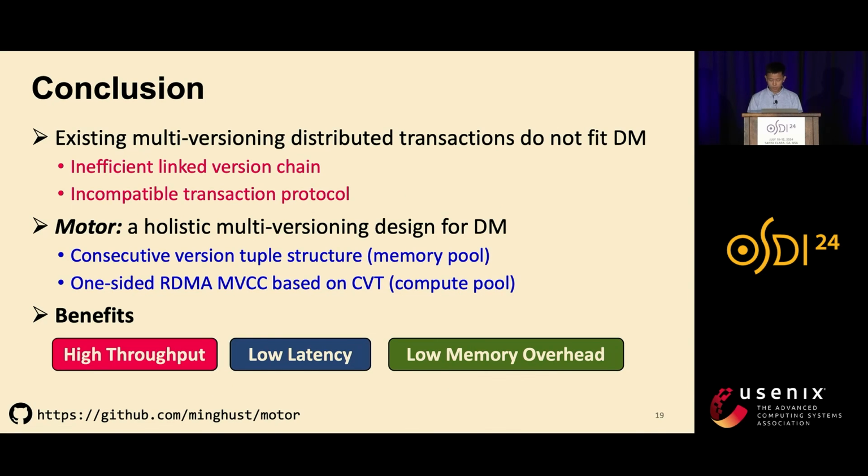In conclusion, this work aims to address the problem that existing multi-versioning distributed transaction systems do not fit DM. We propose Motor, which shows a way to leverage CVT to support multi-versioning for DM. Results show that Motor delivers high performance and low memory overhead.